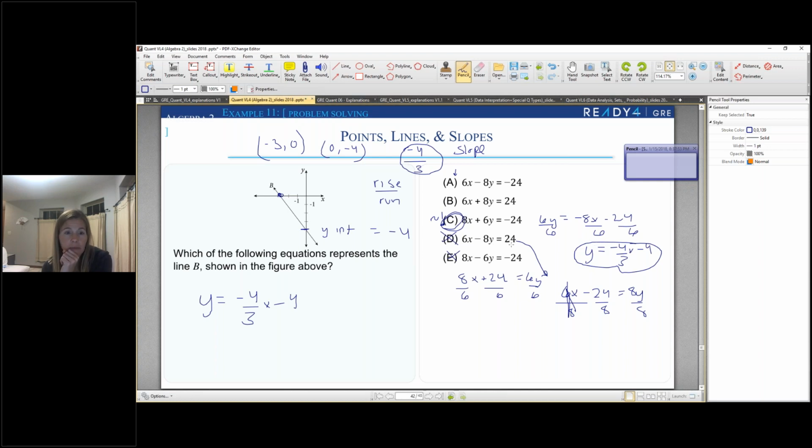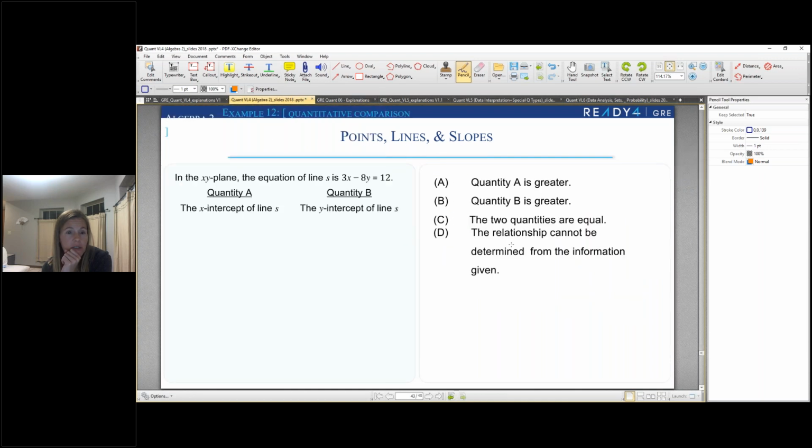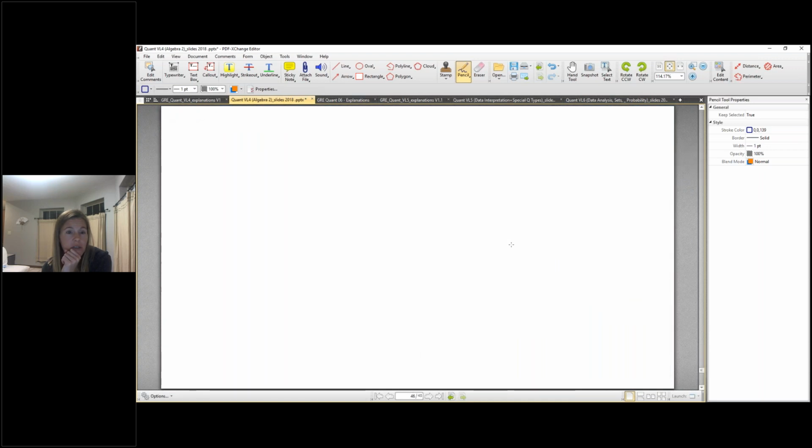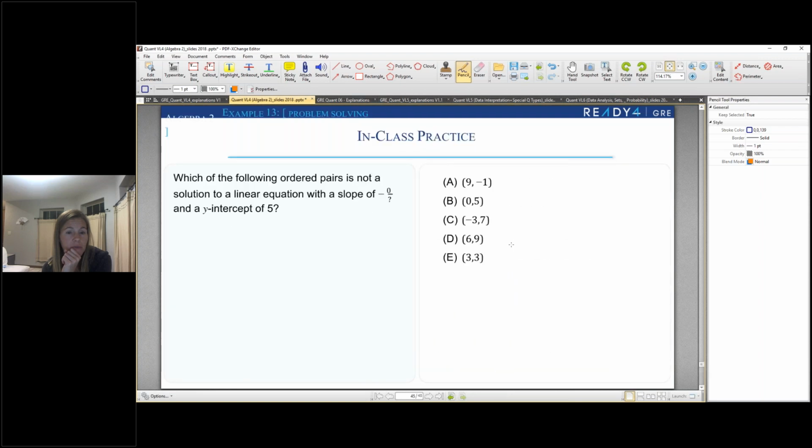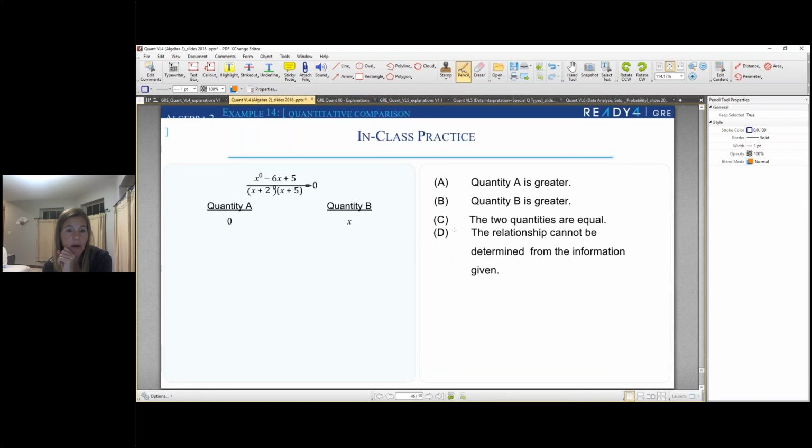Okay, from there, let us do this guy. Okay, let me rewrite this. This should be (x squared minus 6x plus 5) over (x plus 2) times (x plus 5). That's equal to 0. Okay, got a minute and a half. We'll make this our last problem before we take a break and move on to the next section. Okay, so you got a minute and a half, and your time starts now.